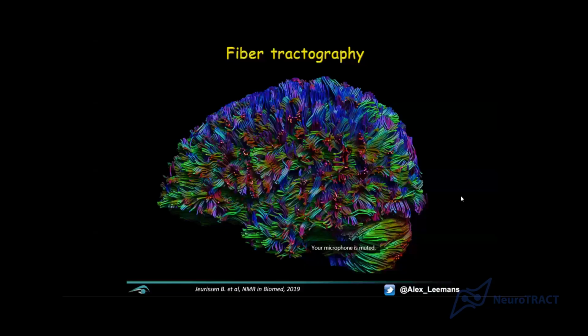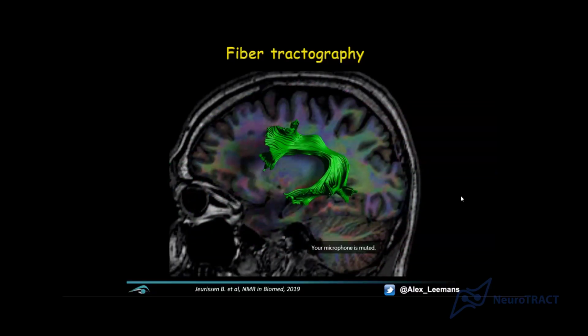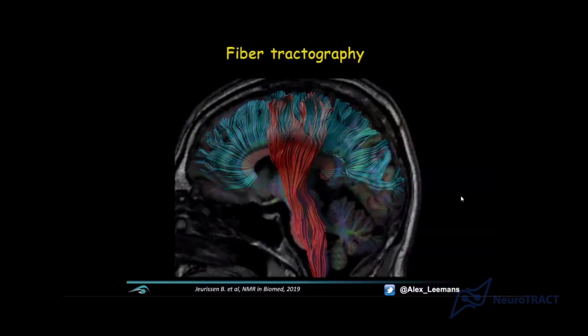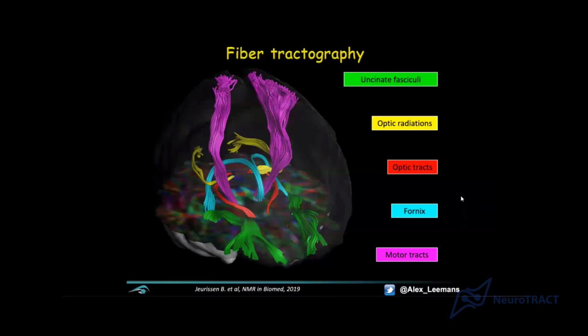And now what we can do is we can place regions of interest in the brain and segment out pathways of interest. Like in this case, part of the arcuate fasciculus, connecting frontal regions in the brain with temporal regions, or maybe the corpus callosum, connecting both hemispheres, or projection pathways, connecting the spinal cord to some cortical regions.